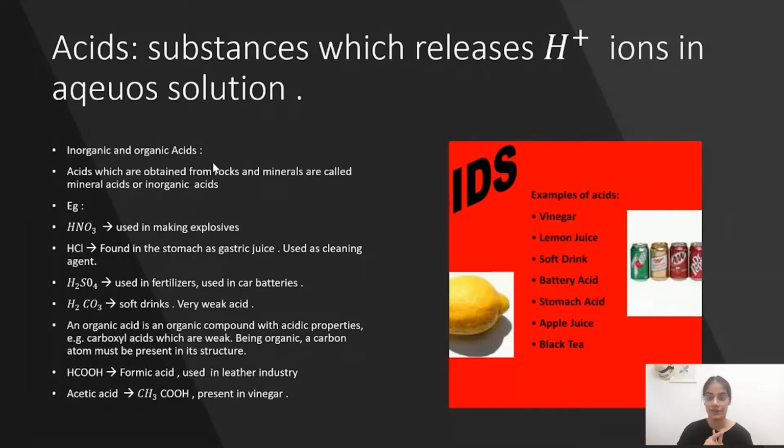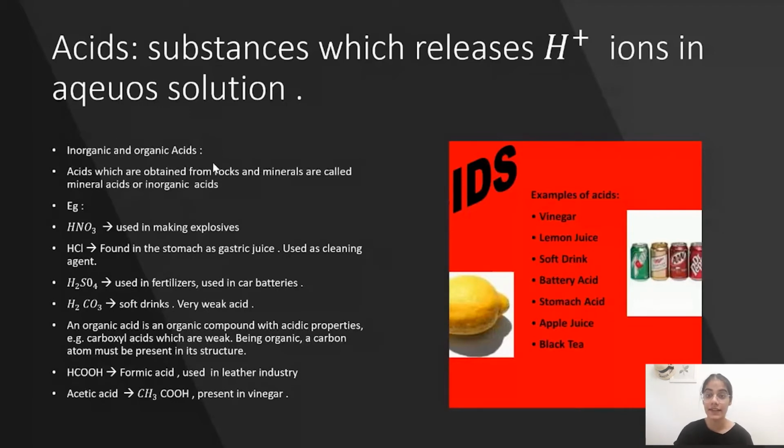We have two kinds of acids, inorganic and organic acids. Acids which are obtained from rocks and minerals are called mineral acids or inorganic acids. Most acids that you see around you are either inorganic acids or organic acids. Let us study examples of inorganic acids. First, HNO3, which is called nitric acid. It is used to make explosives such as TNT. TNT is an explosive that is made using nitric acid. Nitric acid is a very strong acid.